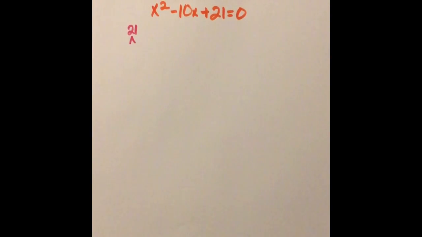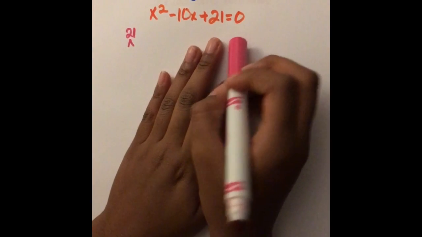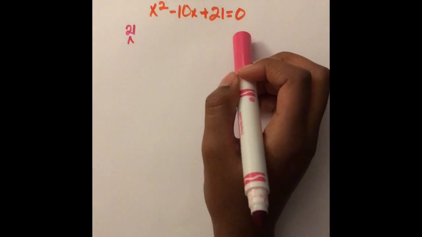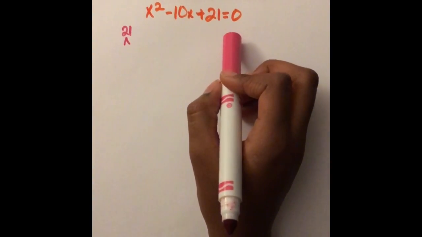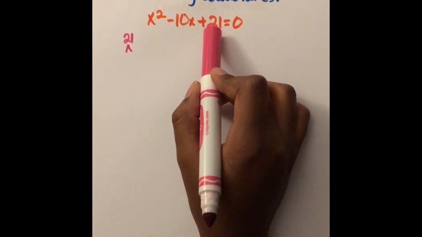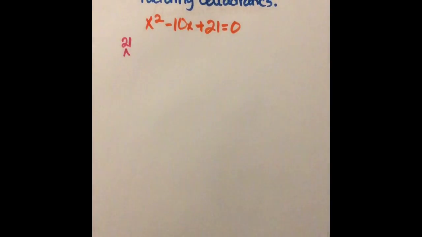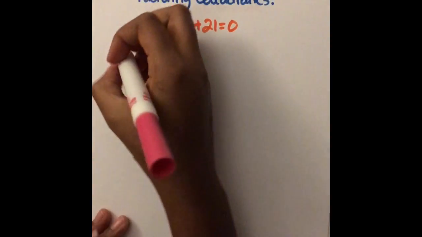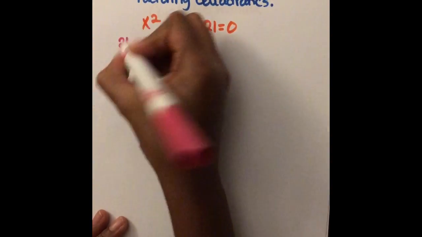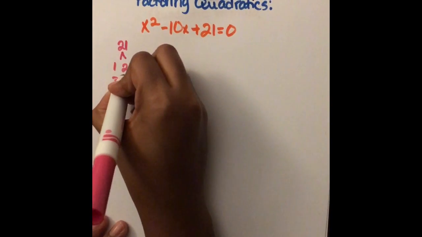So the first thing you want to do is find the factors of 21, because we're looking for two numbers. When they're multiplied together, they give you 21, and when they're added or subtracted together, they give you negative 10x. So the factors of 21 are 1 and 21, and 3 and 7.